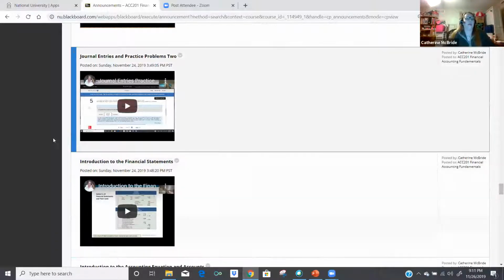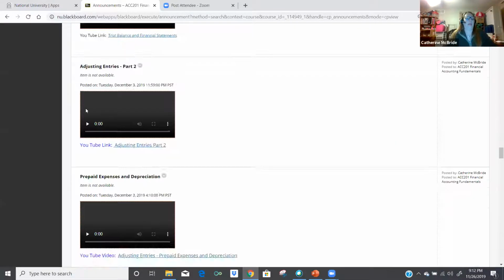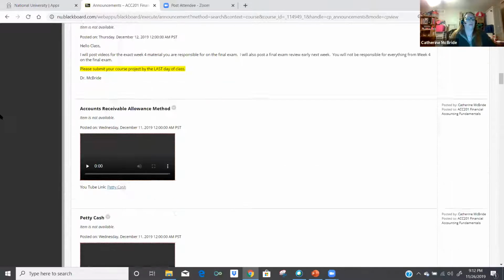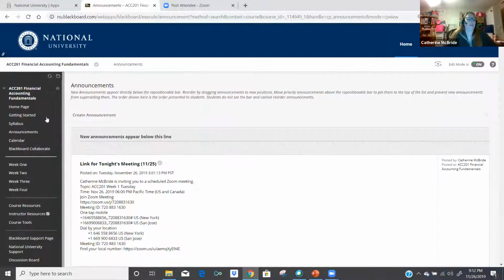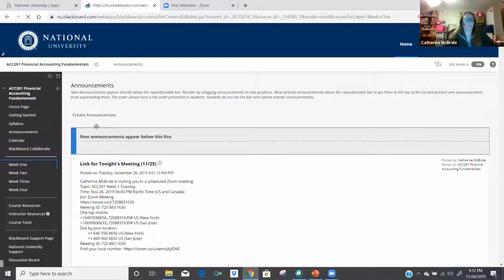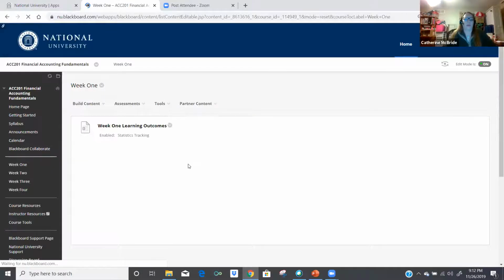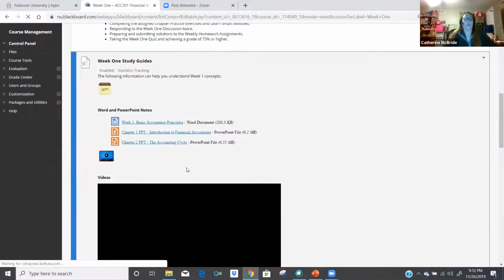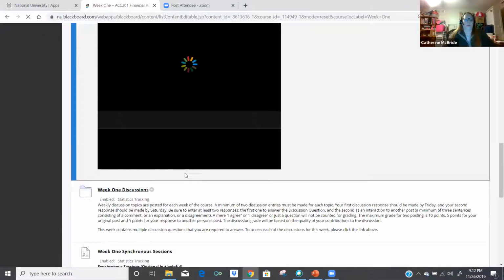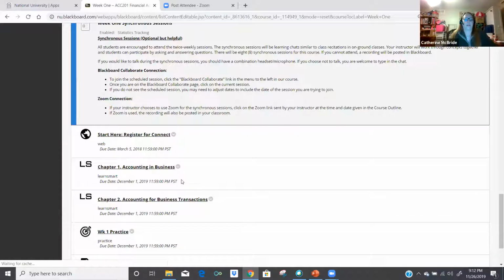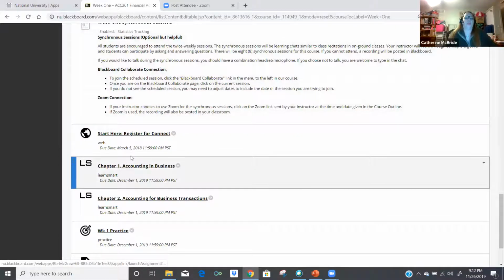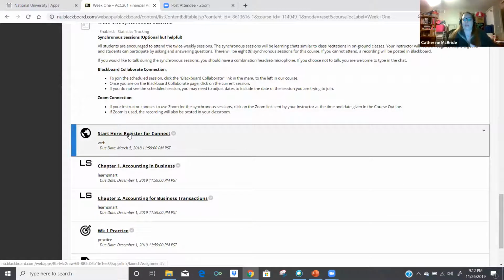The other resource that you have is when you go to each week and scroll down, you're going to see the LearnSmart. The first thing you do is go in and register for Connect. That's our lab. You only have to do that at the very beginning of this week. After that, you won't see that in future weeks.